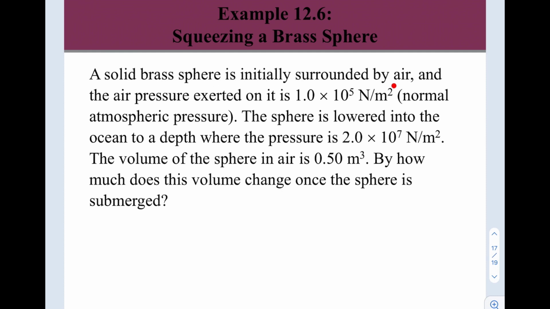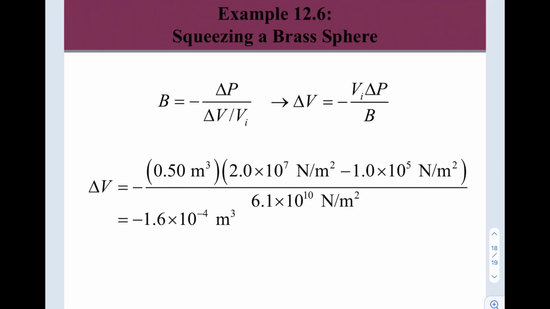Alright, example 12.6, squeezing a brass sphere. A solid brass sphere is initially surrounded by air, and the air pressure exerted on it is 1 times 10 to the power of 5 Newton per meter squared. This is the normal atmospheric pressure, which is also equivalent to 1 atm. The sphere is lowered into the ocean to a depth where the pressure is 2 times 10 to the power of 7 Newton per meter squared. The volume of the sphere in air is 0.5 meter cubed. By how much does this volume change once the sphere is submerged?